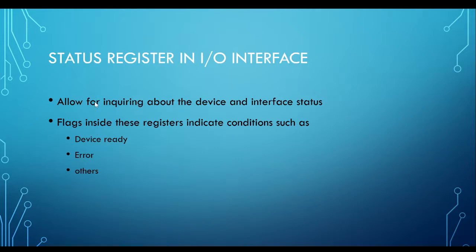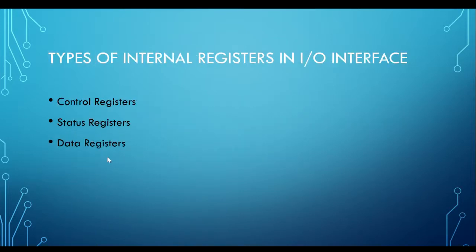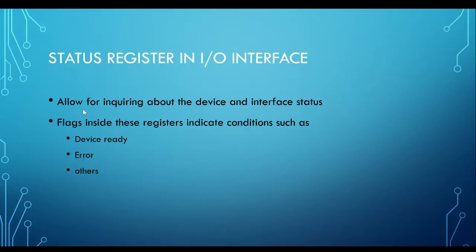So this is an example of the status of the register, the I/O device. What is the status of that I/O associated with this memory? Just now we mentioned there is a control, there is a status, and then there is a data. In the status we have device ready, error, and others. So in that device you can find out all this information by accessing that memory associated with the I/O.